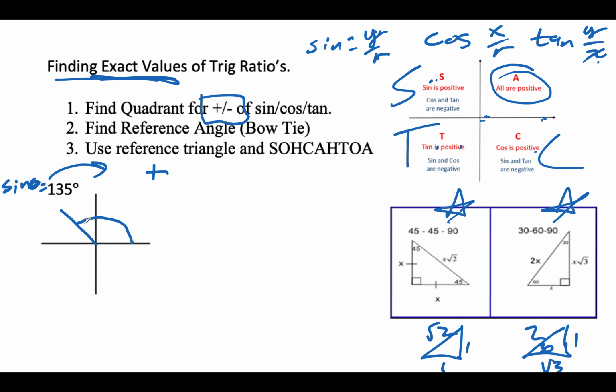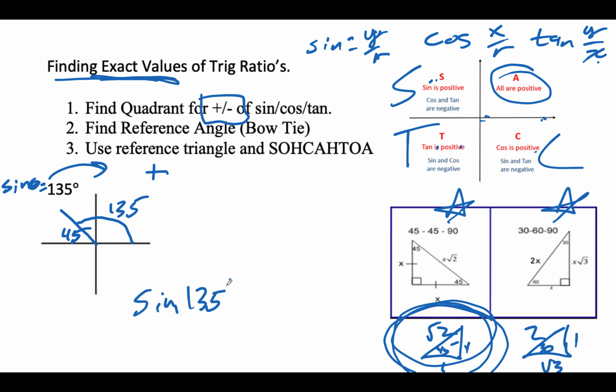Second thing, bow tie, reference angle. If that's 135, how far short am I? I'm 45 short, which means I'm going to use a 45, 45, 90. I'm using this guy right here, 45, 45, 90. Sine is opposite over hypotenuse. So I know that the sine of 135 is equal to the positive 1 over the square root of 2. We don't really write the positive.